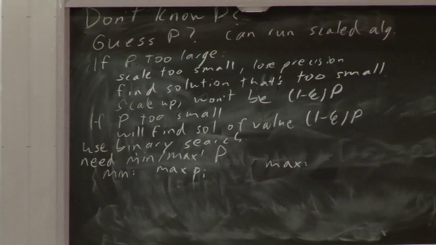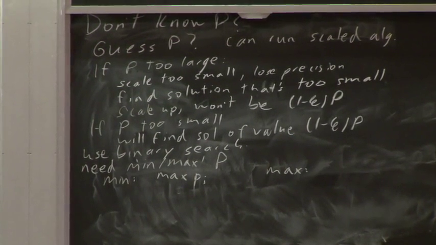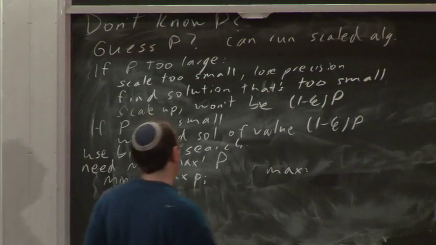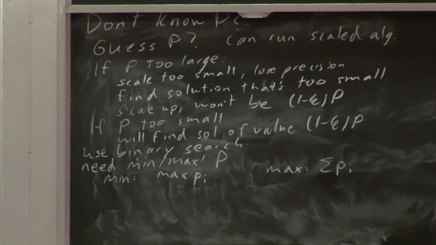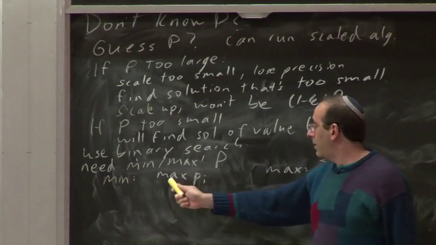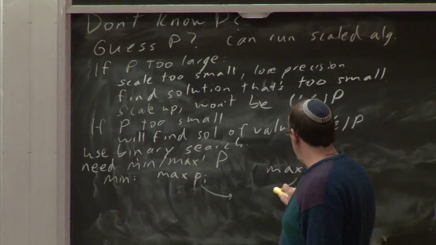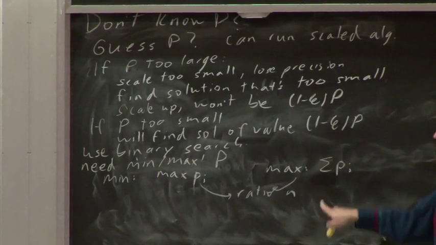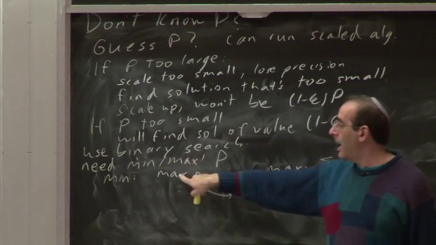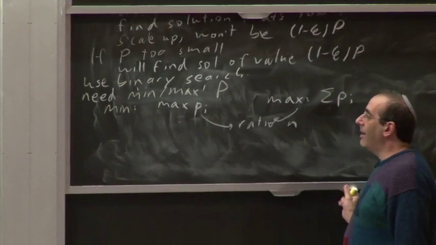Can we give an upper bound on the profits that can fit in the knapsack? Yeah? Sum of all the profits. Sum of the p_i's. OK. Now, what's nice about these, to go between the max of the p_i's and the sum of the p_i's, is that these have a ratio of n between them, right? My maximum bound is at most n times my minimum bound.